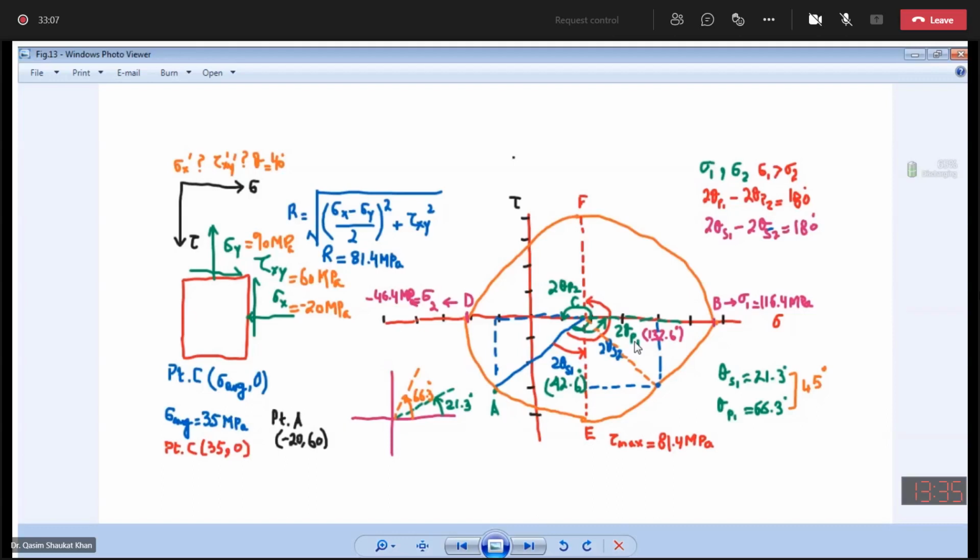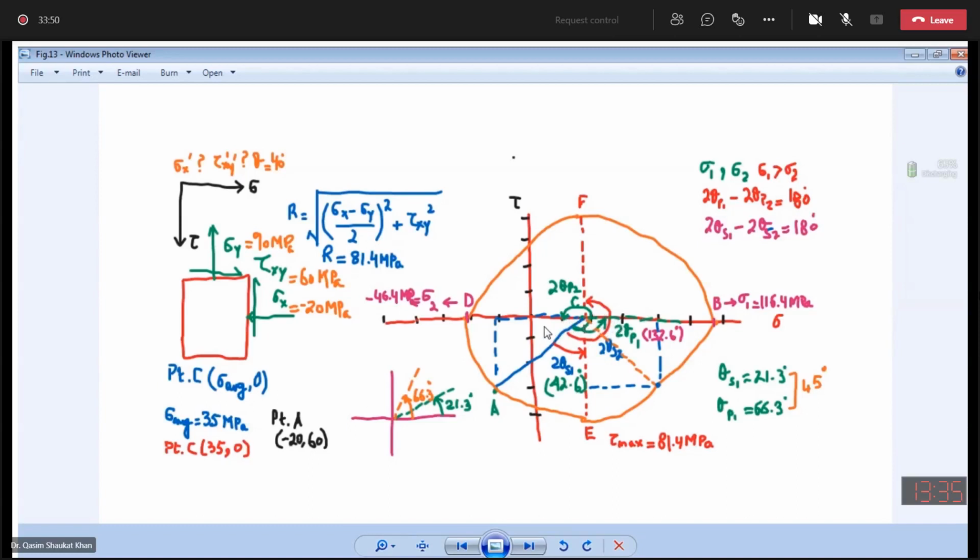So now the next thing is we need to calculate the orientation of the principal planes. This CA is our reference plane. So moving from the reference plane CA towards the principal plane CB, moving from the reference plane CA to CB, we will get 2 theta P1, the orientation of the principal planes.